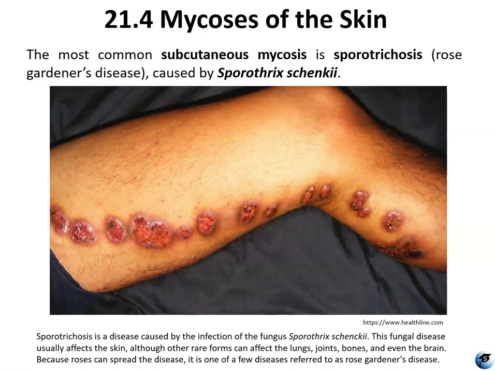The most common subcutaneous mycosis is called sporotrichosis, and we have had this before in one of the earlier lessons where we were looking at Rose Gardener's disease. Rose Gardener's disease is called that because it was first discovered in rose gardeners who had acquired a skin infection after they were pricked with the thorns from the rose bush. This figure here is showing Rose Gardener's disease formed from a fungal infection. This usually is limited to a skin disease, but rarely it can also affect the lungs, the joints, or the bones. It has even been known to migrate to the brain.